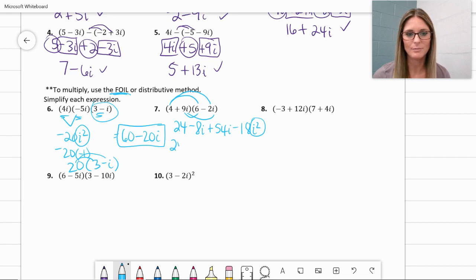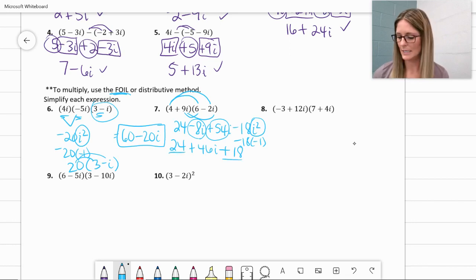All right, combine your like terms. We've got like terms in the middle here. Negative 8i plus 54i is 46i. Now this i squared became a negative 1, so now I have plus 18. At the end, I need to combine my 24 and my 18 to give me 42. Now we write real 42, then imaginary 46i. Final answer.